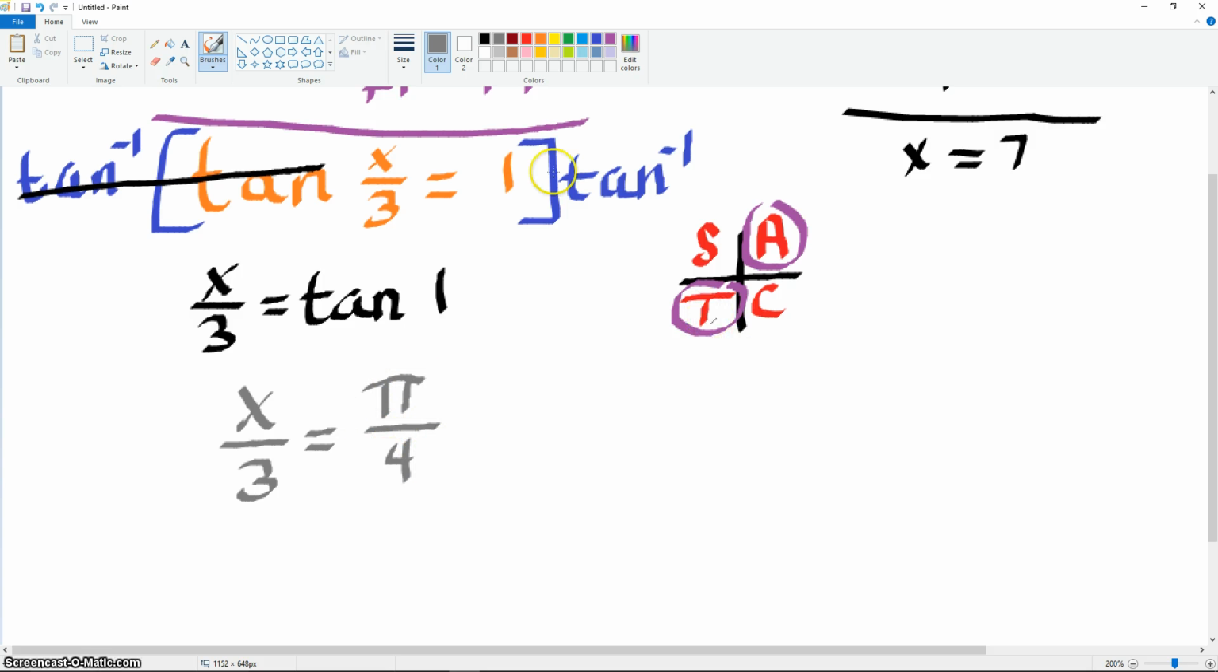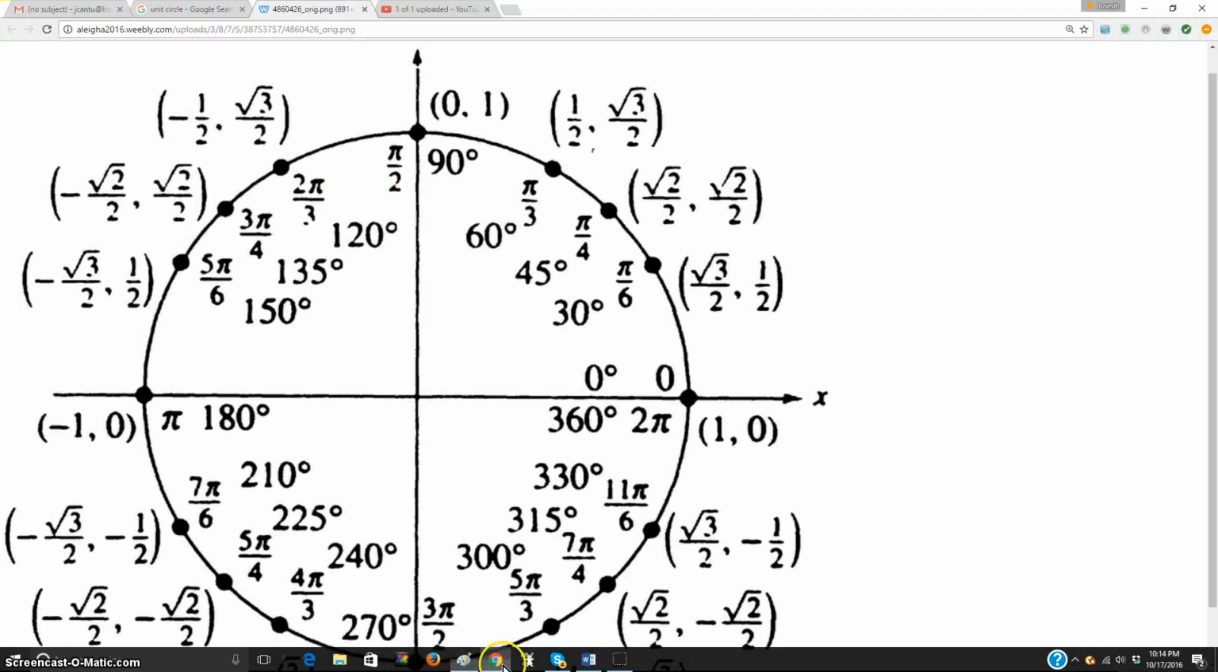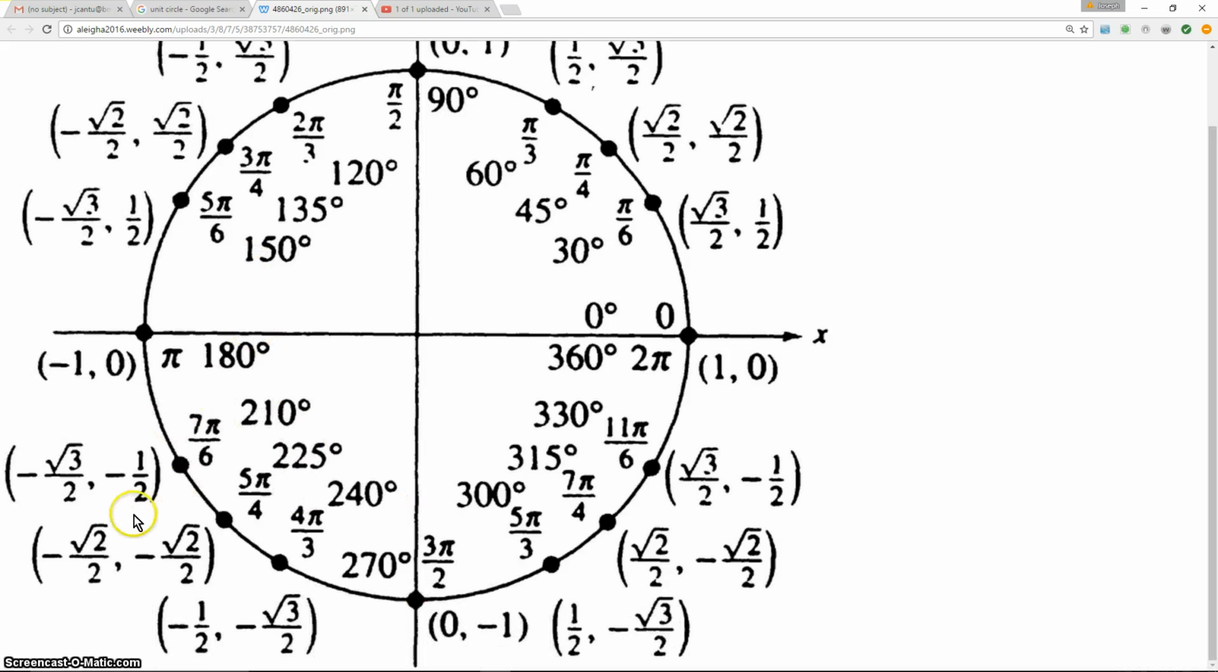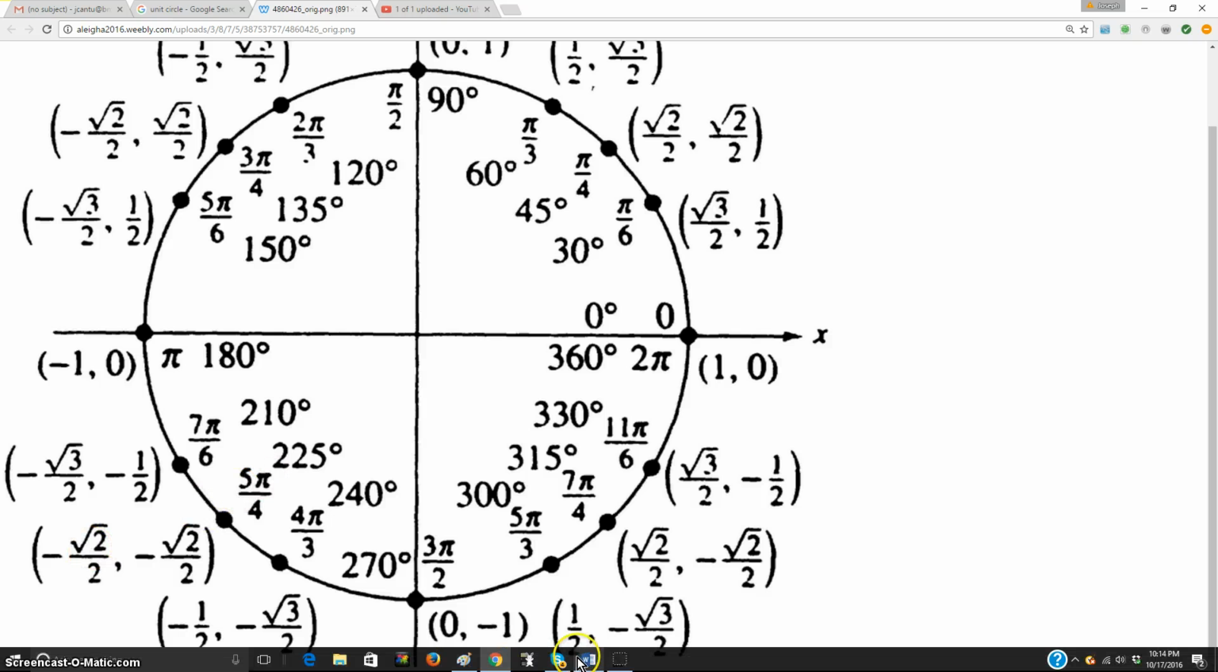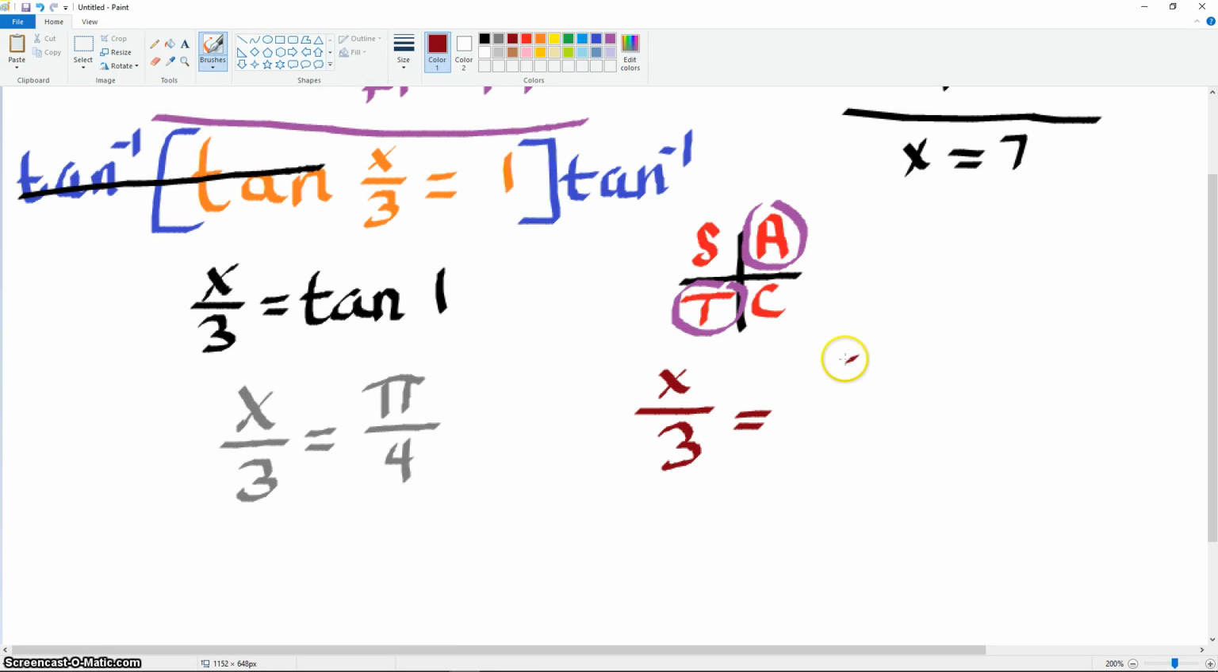But according to San Antonio Tequila Company, we have another solution, and that's going to be x over 3 still is equal to, well, let's look at quadrant 3. Where in quadrant 3 on our unit circle is the x and the y coordinate the same? It happens right here. It doesn't matter if it's a negative, because a negative over a negative is going to be a positive. So we're going to get the positive value, and that happens at 5 pi over 4.